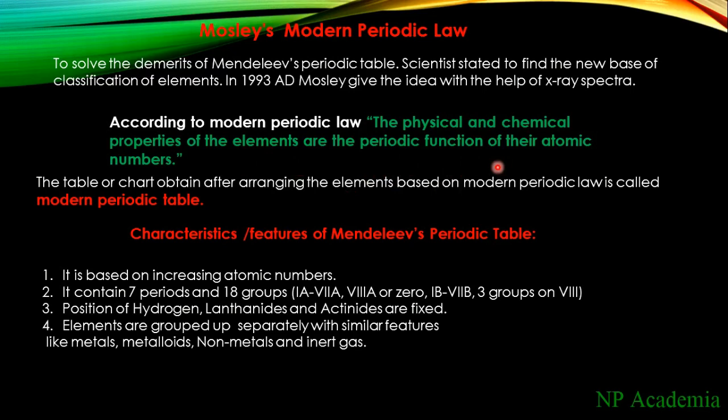That is the periodicity. Periodic function of the atomic number. In the Mendeleev periodic table, it is mentioned that the chemical and physical properties of the elements are a periodic function of their atomic masses. But here it is the atomic number. That is one difference.